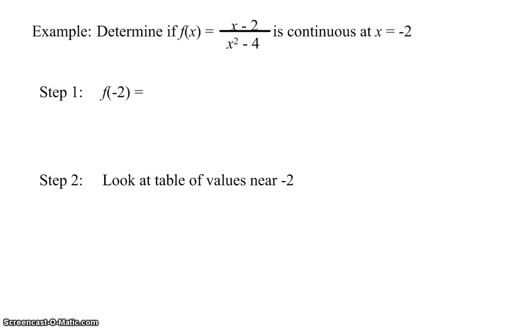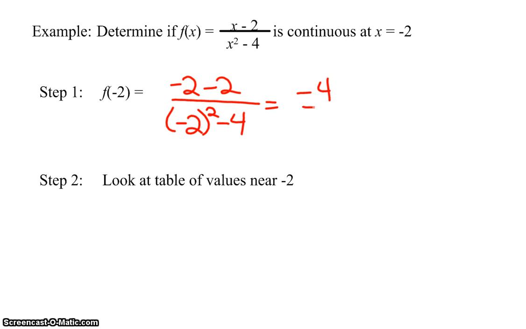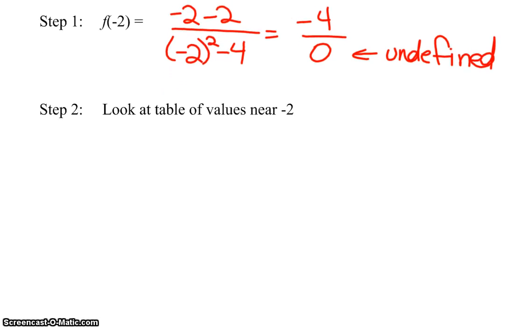Now we're going to look at the same function at x equals negative 2. When we substitute negative 2 in to evaluate for a point, we get negative 2 minus 2 over negative 2 squared minus 4. We end up with negative 4 over 0. Again, it's going to be undefined, which means we have some sort of discontinuity. The question is, is it a point discontinuity, or is it an infinite discontinuity or a jump discontinuity?